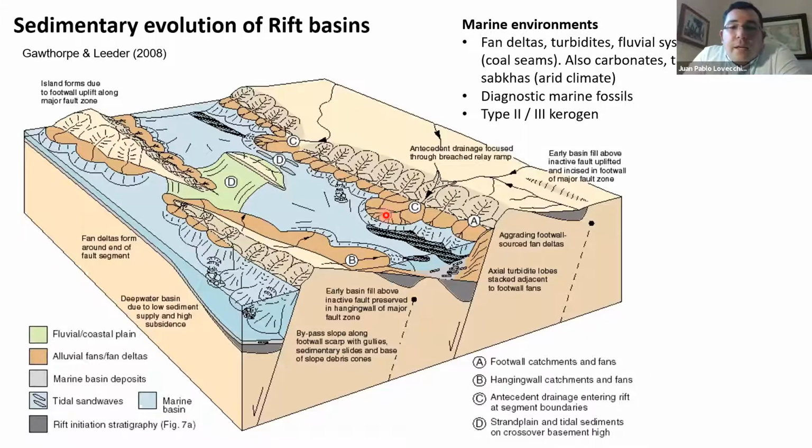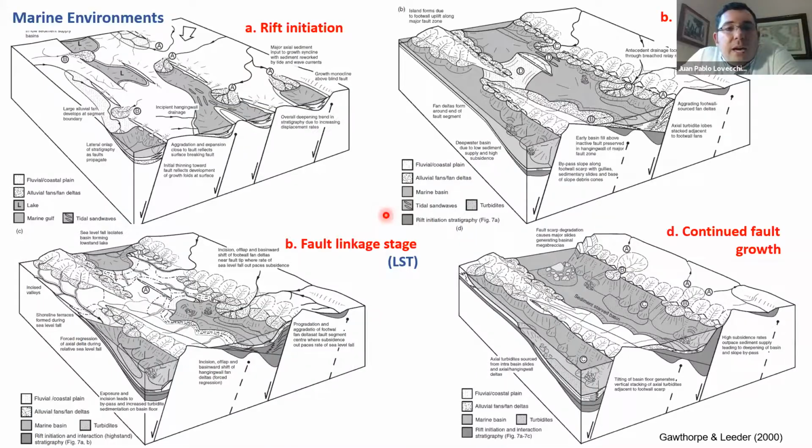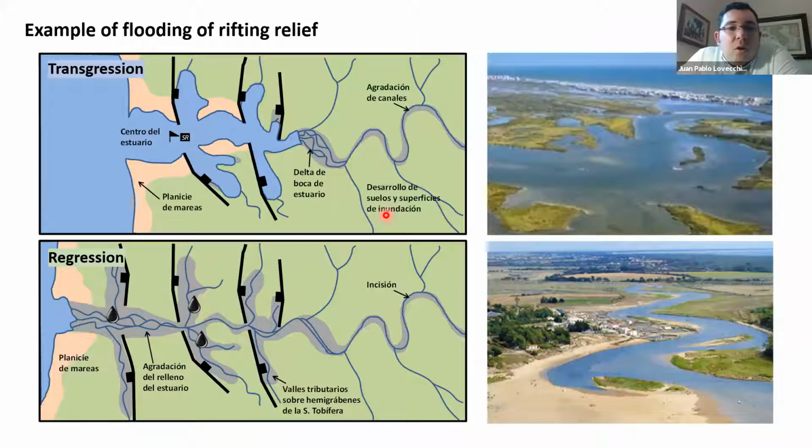Okay, this is an example of how the basins can be flooded during the transgressions, and they can be subaerially exposed with development of more fluvial or continental environments during low stands.